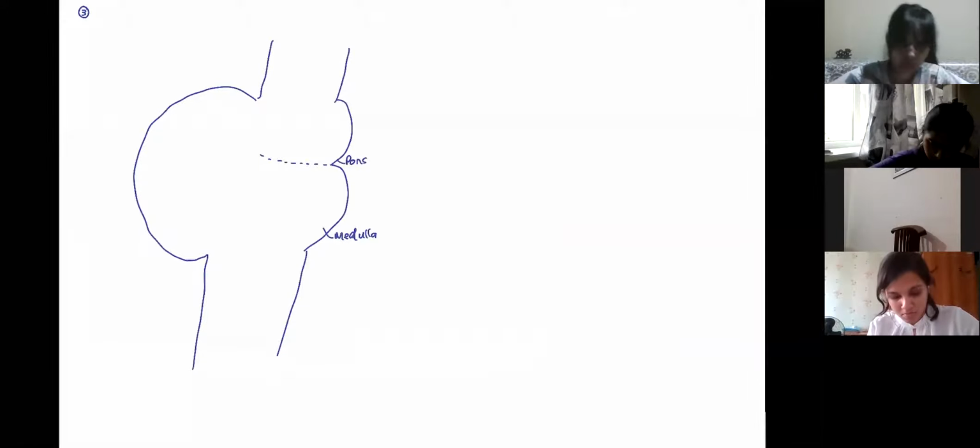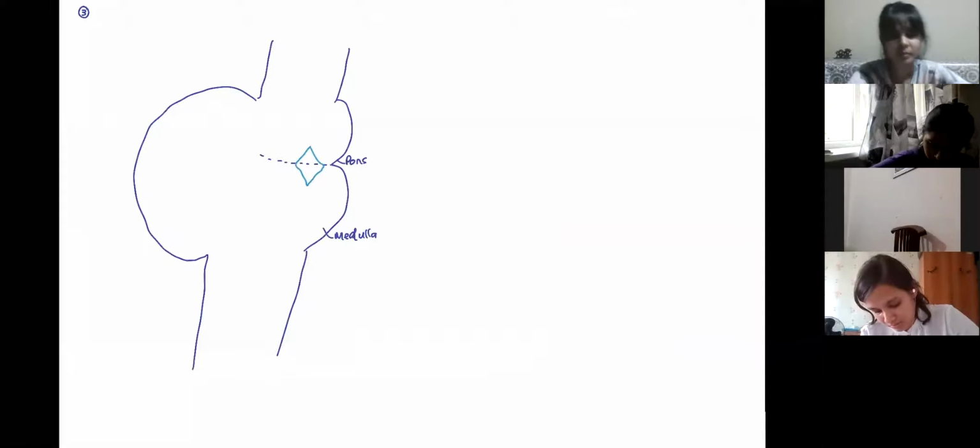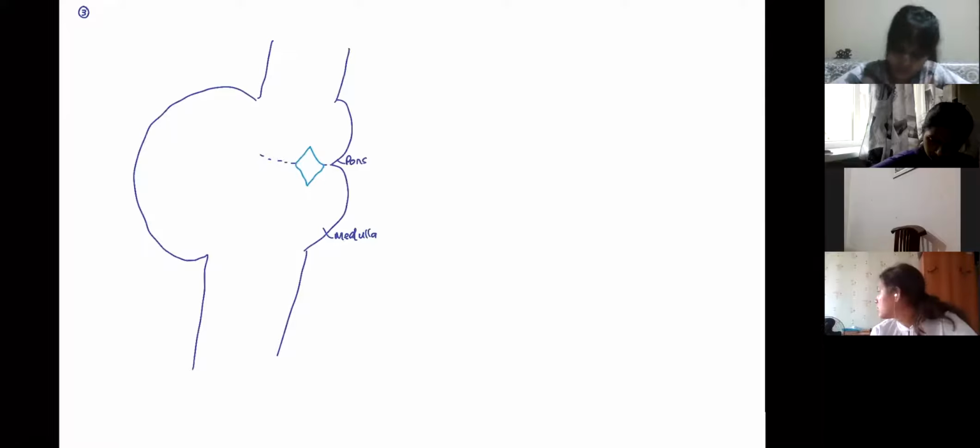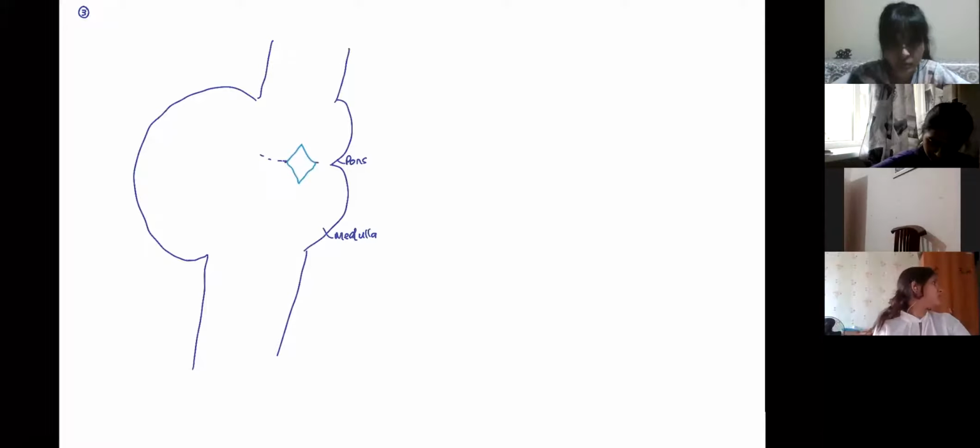There is a nerve called cranial nerve 8. Can someone tell me the name of that nerve? I told you guys how to remember it. Vestibulocochlear, yes. And its nucleus is a big one that is present from the pons and above that and below that.